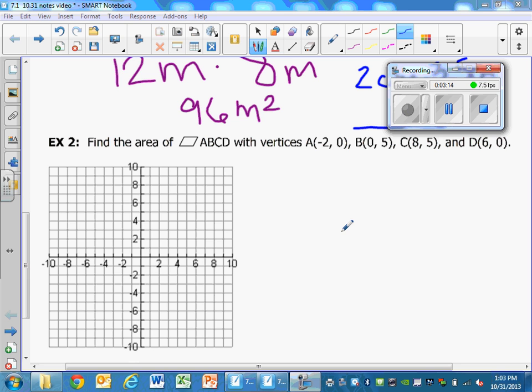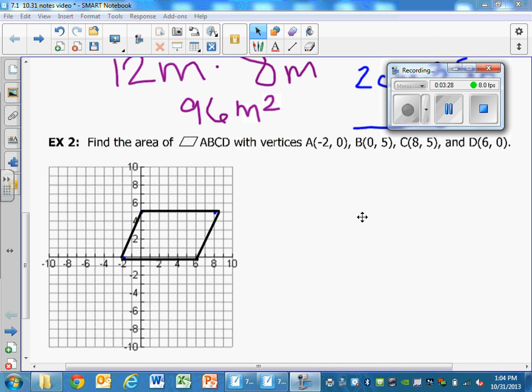Now we're stepping it up a notch on example 2. Find the area of the parallelogram ABCD with these vertices. So our first step is going to be graphing the figure. Go ahead and do that now. Hopefully you got something similar to what I did.